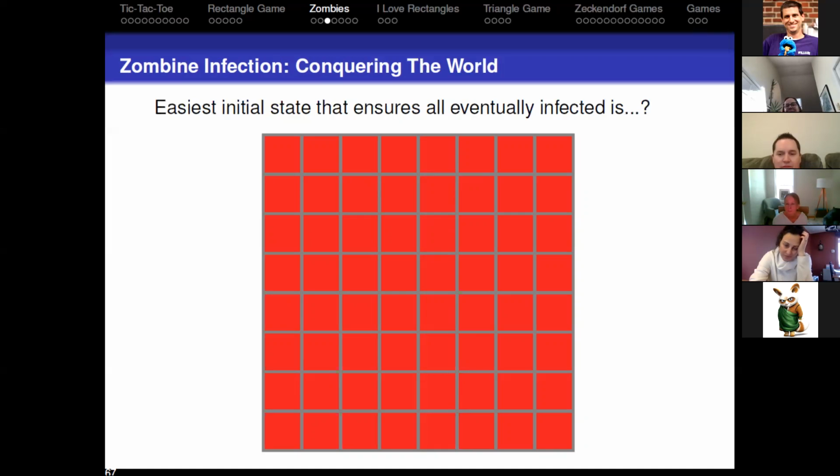I love going for extreme cases. If you infect everybody, then eventually everybody will be infected. In fact, they're infected originally. This is very wasteful. For an n by n square, it means we need n squared zombies initially. Can somebody give me something that's a little bit better than every cell?